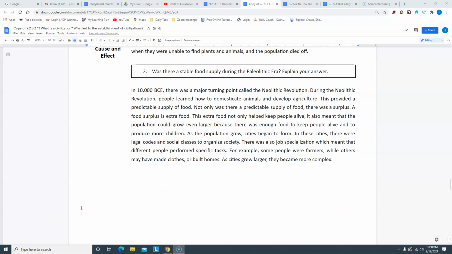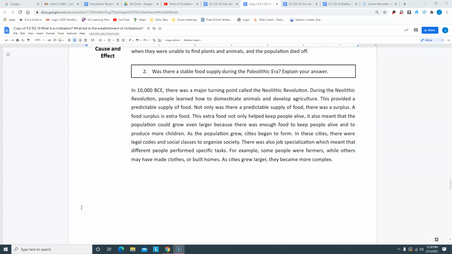All right, looking at paragraph 3 as we continue reading. In 10,000 BCE, so that's 10,000 years before Jesus' birth, there was a major turning point called the Neolithic Revolution. In the Neolithic Revolution, people learned how to domesticate animals and develop agriculture. This provided a predictable supply of food. Not only was there a predictable supply of food, there was a surplus. A surplus is extra food.